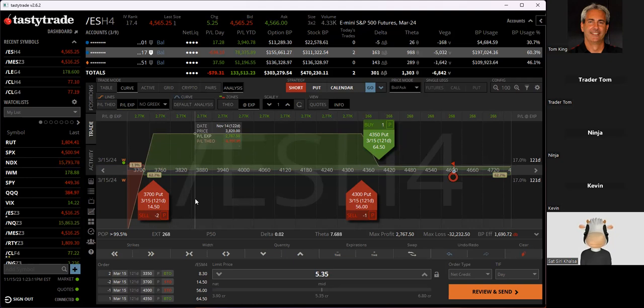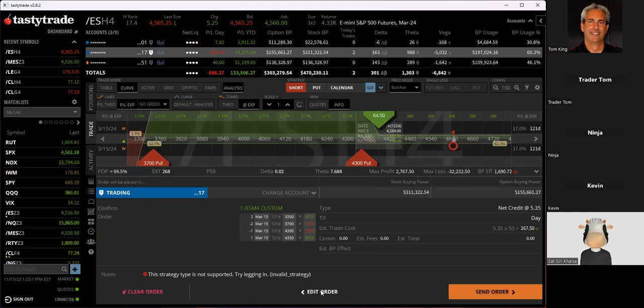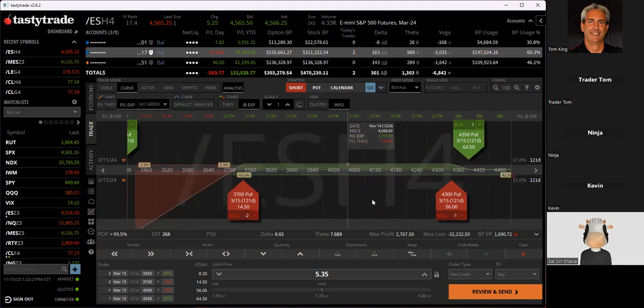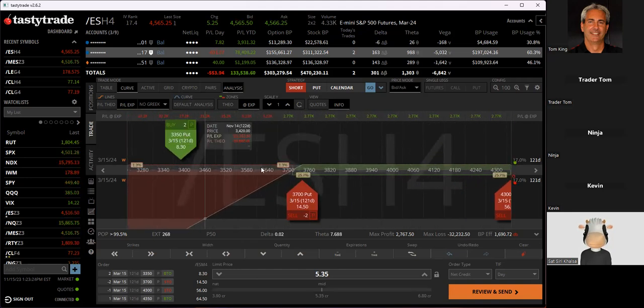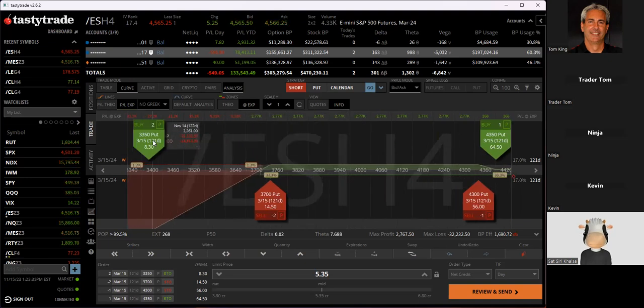You would still have to do this in 2 trades. You still can't put this whole thing on here. I still would have to leg in. So I still would have to put on this PDS as one trade, and then I would put on this as a spread as well, so a credit spread. So I have a put debit spread, and I have a put credit spread down here, 2 different trades.